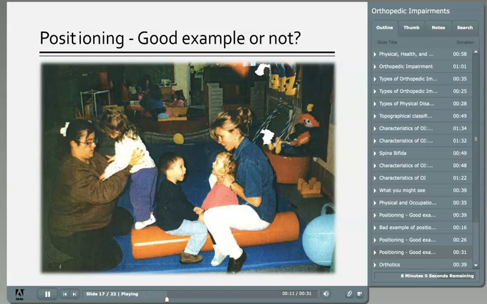If you answered yes, it is a good example, you're right. The little girl in the red top is able to see the little boy. Positioning doesn't always have to involve wedges or other inanimate objects. If the child is small, it may be most appropriate for an adult to provide the proper position.